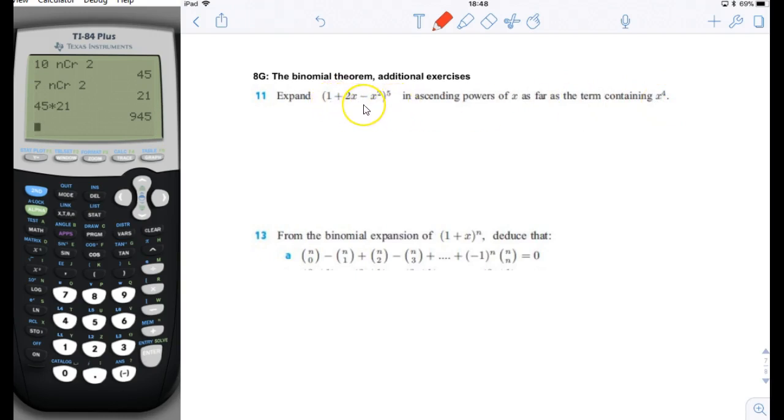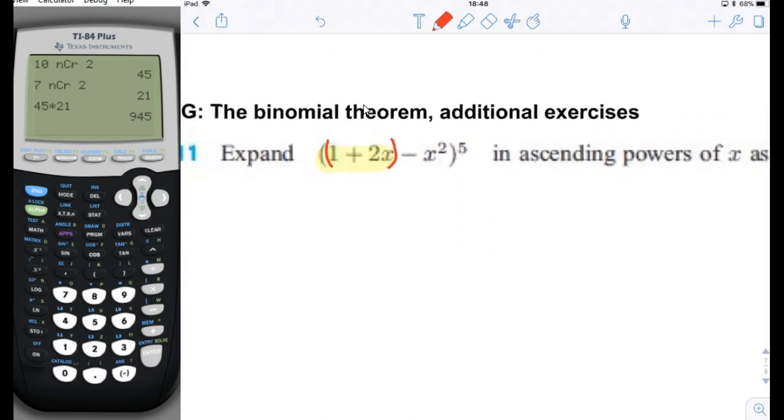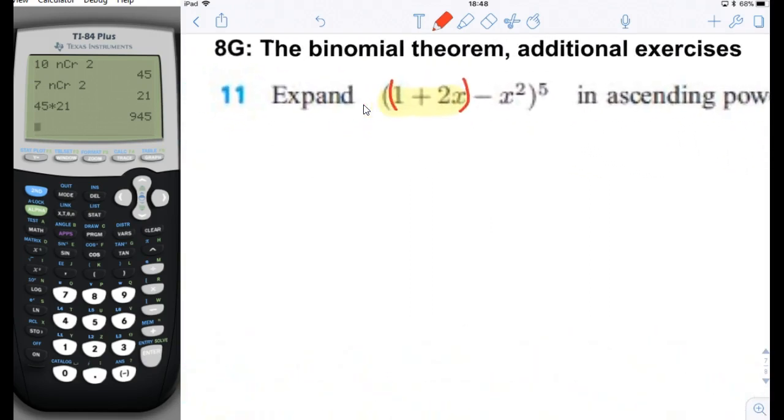Now, if you look at this, you're like, okay, I know how to do binomial expansion. I do not know how to do trinomial expansion. So what you do is you actually group 2 of the terms to make a binomial. So you say, okay, I'm going to treat this as a binomial expansion. One of the terms is going to be 1 plus 2x. I'm going to group it. Okay? So let's do that.